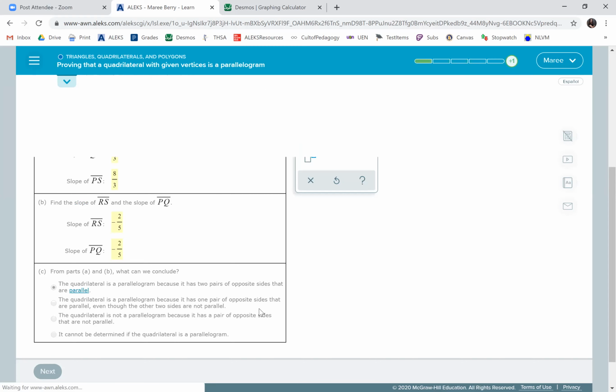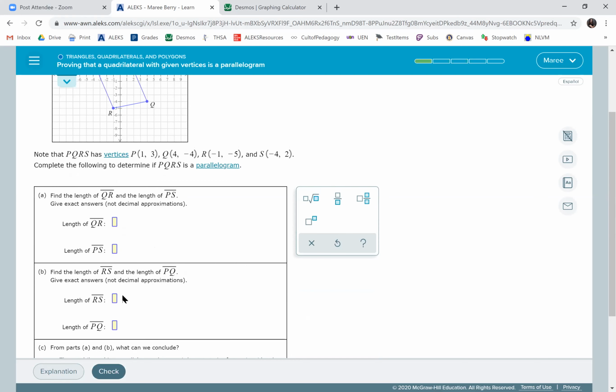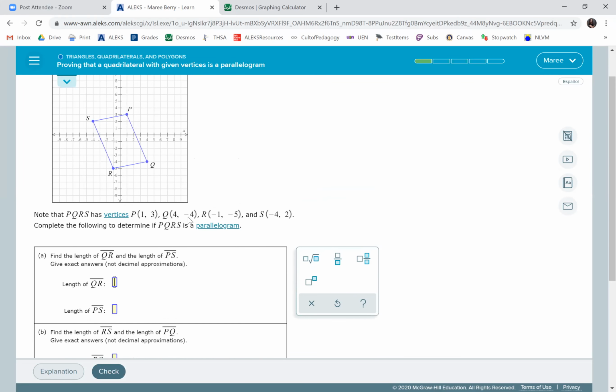Okay, the next one. So we've got to be careful. We're talking about lengths. So for these two, we want lengths of all of them. Okay, so the length of QR. The difference between the y's is 1, so 1 squared is 1. Between 4 and -1, the x's, is 5, squared is 25. So the square root of 1 plus 25 is the square root of 26. And then for P and S, we have 1 and then 1, 2, 3, 4, 5. So same thing, square root of 26.